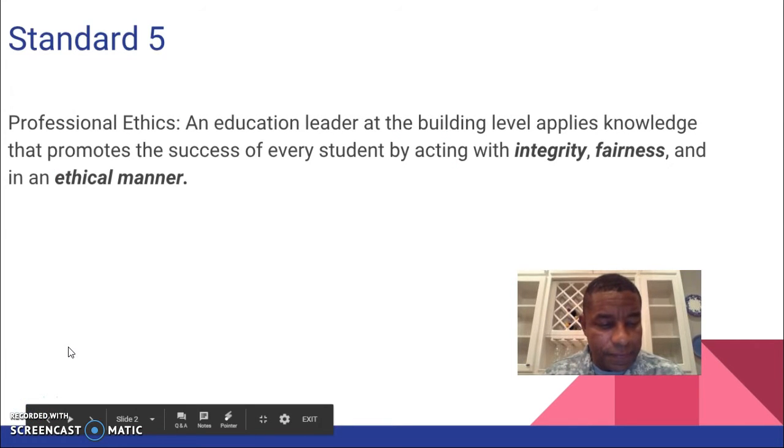Standard 5. This case study addresses Standard 5, professional ethics. As a building leader, I should act with integrity, fairness, and in an ethical manner at all times. These traits will help me to ensure the success of my students.